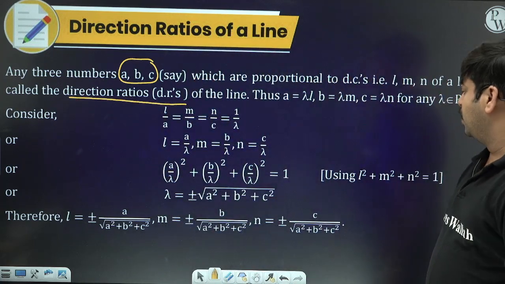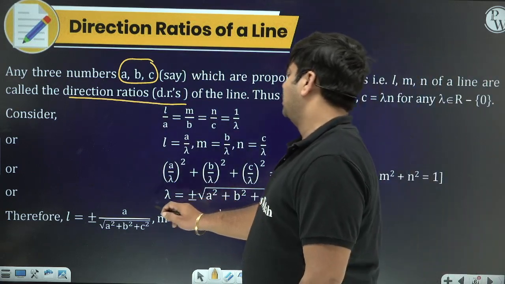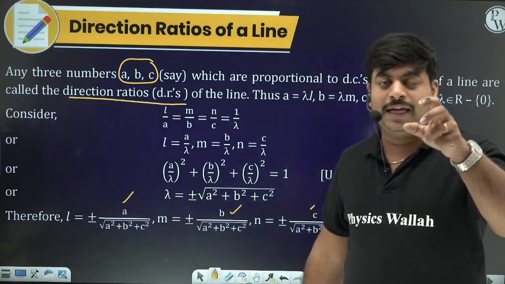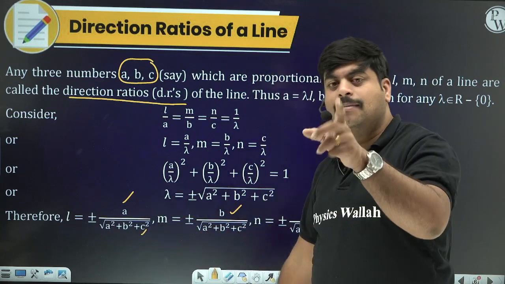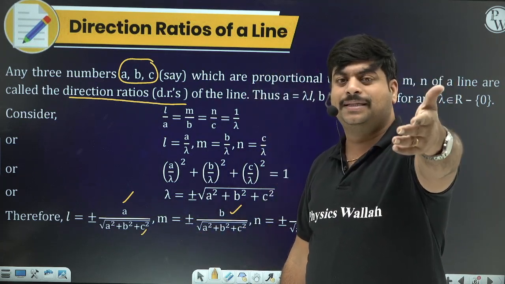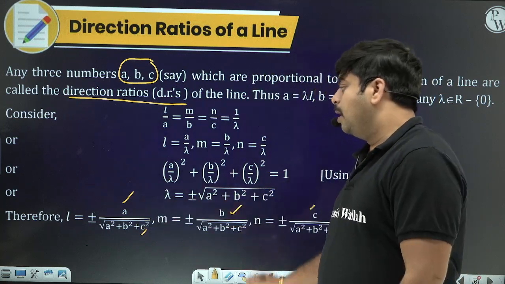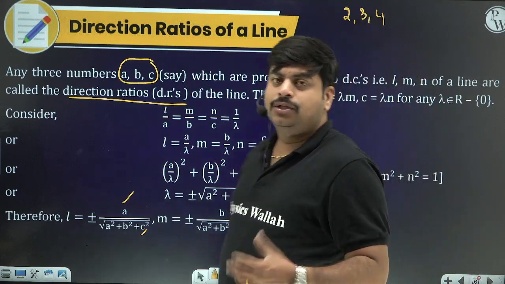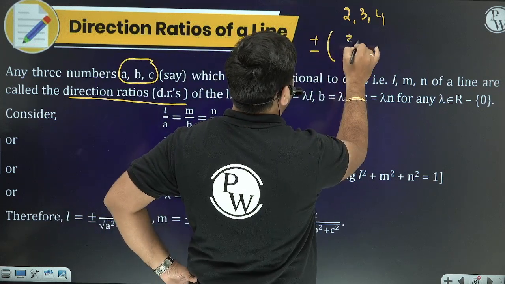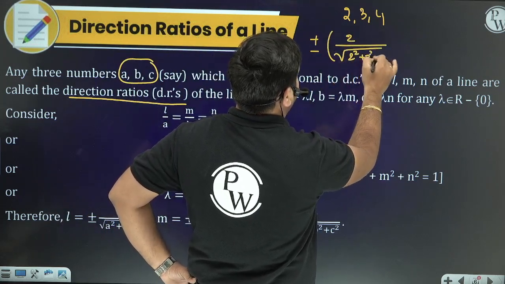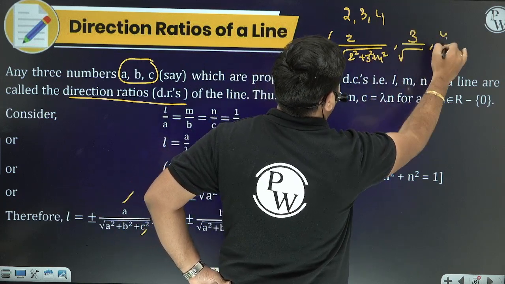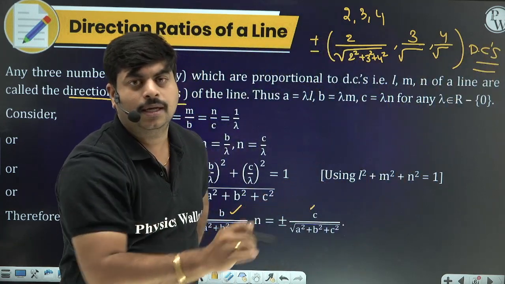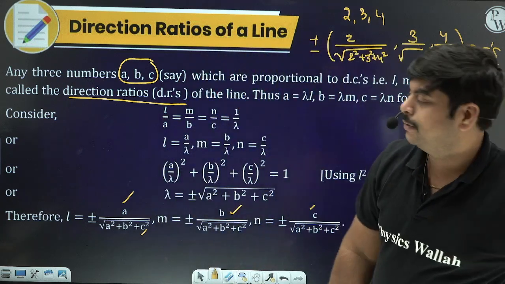And again, we have a relation for directional ratios. That is, L is equal to plus or minus A by root A square plus B square plus C square. A, B, C are directional ratios, divided by their magnitude, root A square plus B square plus C square, that will give you directional cosines L, M, N. For example, if you got 2, 3, 4 as directional ratios, the DCs will be 2 by plus or minus root over 2 square plus 3 square plus 4 square, and 3 and 4 by the same root. There are two sets of directional cosines, with plus or minus. Don't forget that.